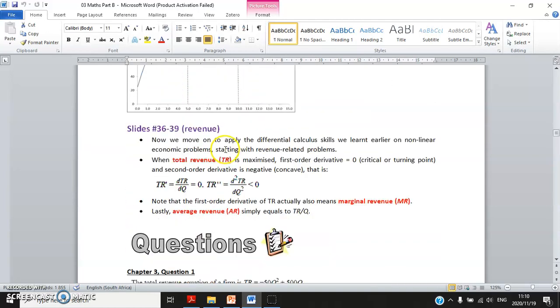But remember, we want to apply the mathematical skills or tools on real-life economic problems. So in the next video, we are going to apply differential calculus on 4 types of questions. Revenue, which must be about maximization. Production, maximization. Profit, maximization. And then the last one, cost, which rather involves minimization.